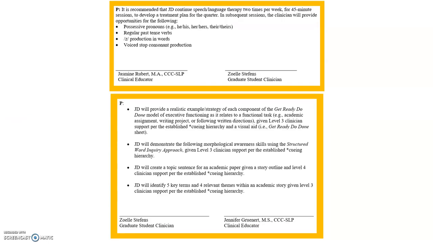Here are two examples of different plan sections. The top example shows a more vague plan that essentially says, we recommend that the client continue to receive therapy, and here is what we have been working on and will continue to work on, with a bullet-pointed list of broad targets for intervention. The first one has targets like regular past tense verbs. The second plan has more specific goals, with a JD will create a topic sentence for an academic paper, given a story outline and level 4 clinician support per the established queuing hierarchy. Again, the specificity of your plan section is going to be determined in large part by your supervisor.